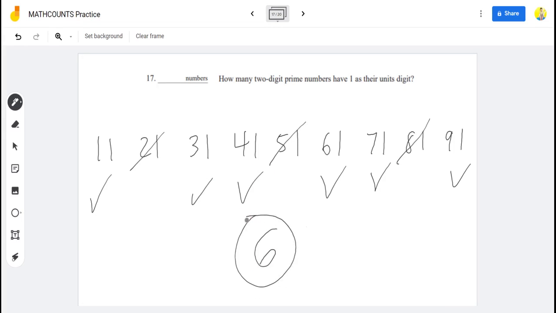Wait, 91 does not work. Sorry. Did you get tricked? I was trying to trick you here. So 5.